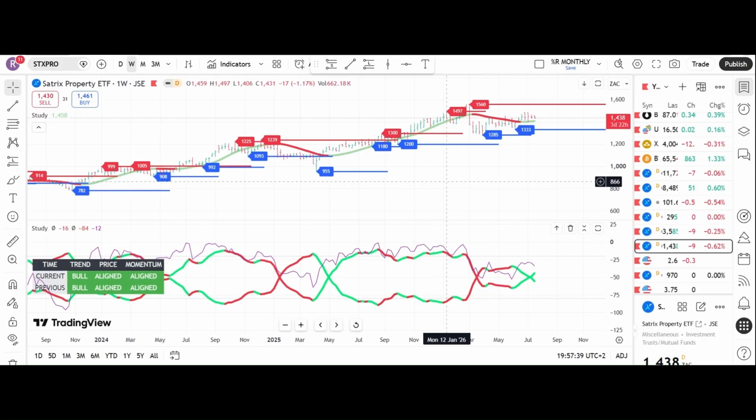And then Satrix Property continuing its bullish trend. But we can see that this week it slightly had a bit less momentum, but the overall momentum is still upward. A good thing is that we have a cross here upward in green momentum, so it's aligning also with its long-term trend. We are looking at a support at 1333 and resistance at 1560. And I think that brings us to the end of this analysis. See you next week.